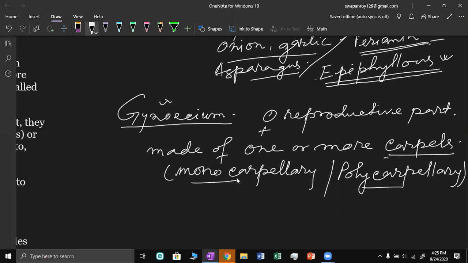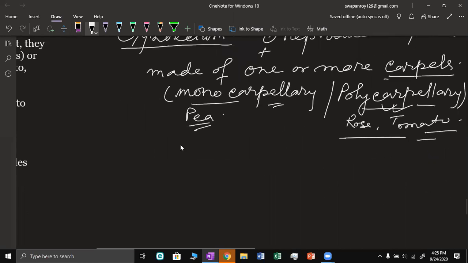Monocarpellary means having only one carpel in its gynoecium. Polycarpellary: rose, tomato, brinjal, they are all polycarpellary. In the gynoecium, the carpel has three structures. This is the common structure of the carpel.